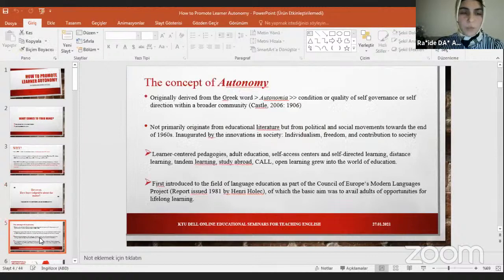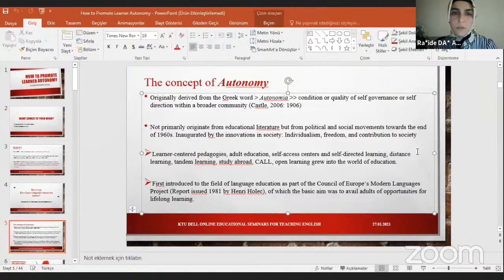Let's talk about what autonomy is. I want to talk about its origin so as to make you more familiar with the nature of learner autonomy. When you look at some papers, you'll see that it comes from the quality of self-governance or self-direction within a broader community. I have some notifications on my screen, so that's why I'm stopping. I'm sorry about that. That means autonomy is about self-governance, self-direction, and within a broader community. You are not alone, you are living in a community, and this is also valid for the educational context.